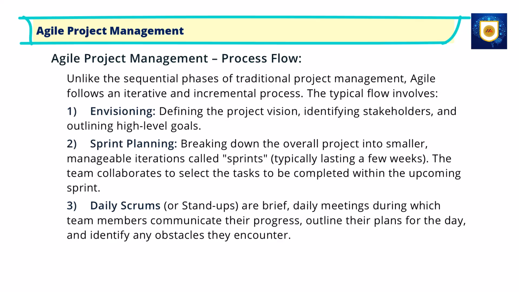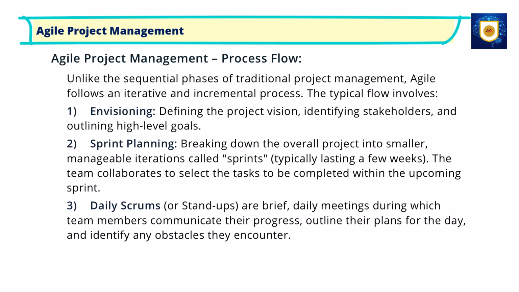Agile project management, process flow. Unlike the sequential phases of traditional project management, Agile follows an iterative and incremental process. The typical flow involves 1. Envisioning, defining the project vision, identifying stakeholders, and outlining high-level goals.